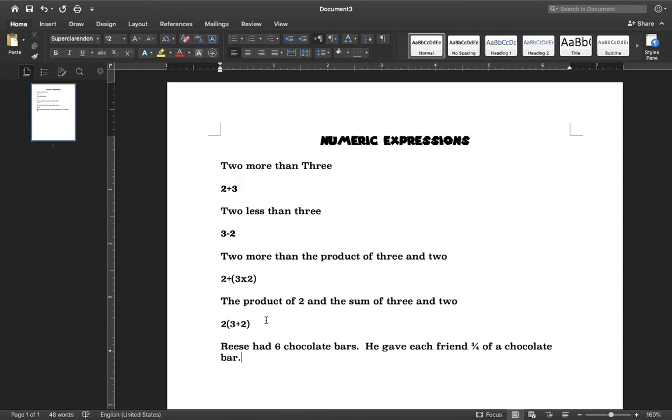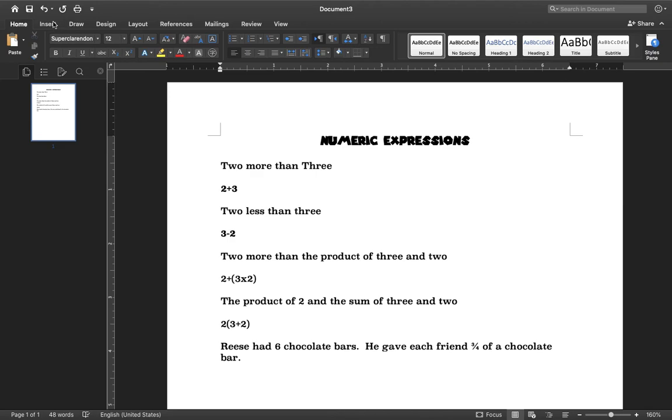Finally, remember this from last week. Reese had 6 chocolate bars. He gave each friend 3/4 of a chocolate bar. So when you give each person 3/4, that's not subtraction because I'm repeating the subtraction. I am breaking off 3/4. That sounds like a division problem to me.